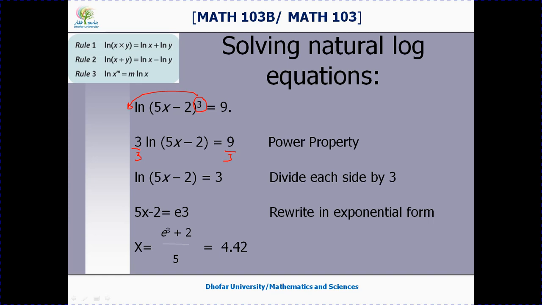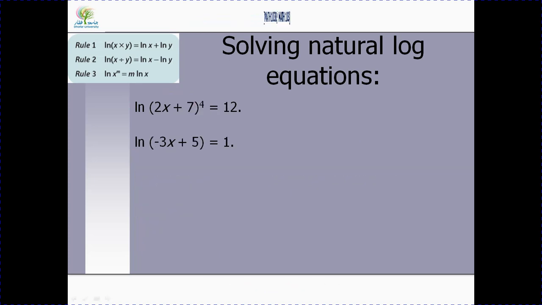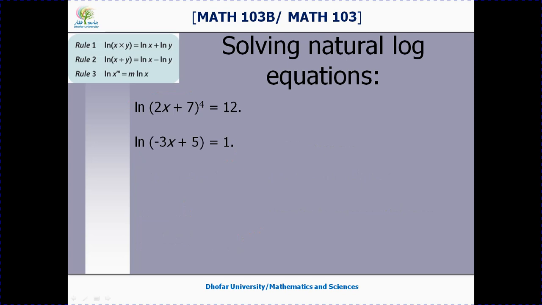Then now I rewrite in exponential form. It will be 5x minus 2 equals e to the power 3, not 3. This is e to the power 3. Now, if you shift minus 2 and then divide by 5, then x equals (e cubed plus 2) divided by 5. So the final answer is x equals 4.42.